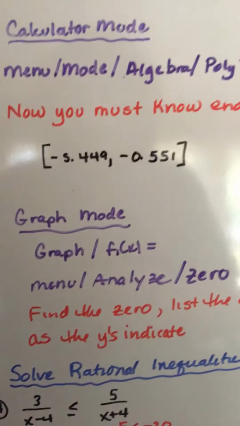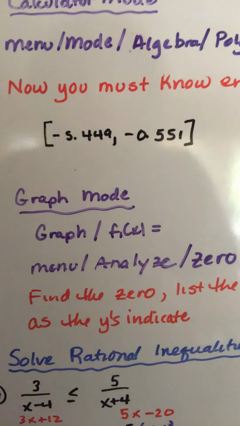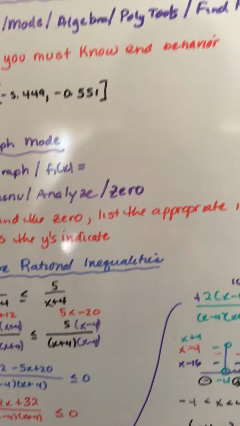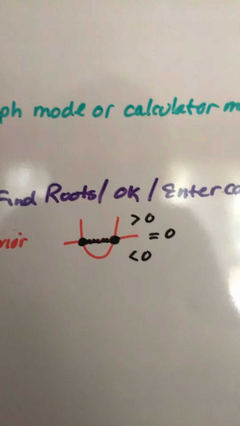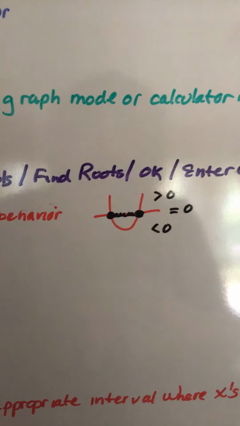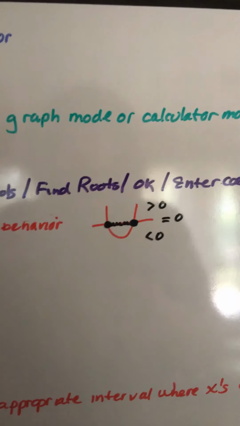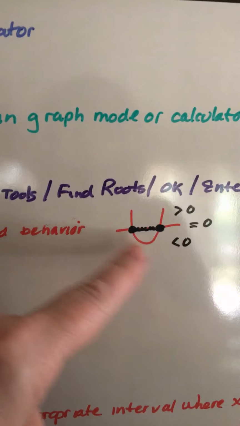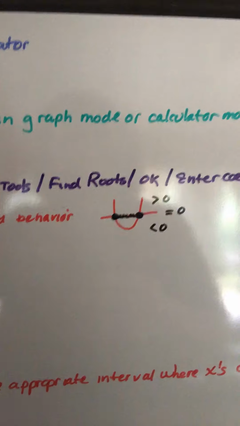I could have done this in graph mode. So I'd graph the function, and then menu, analyze, zeros. I find the zeros the same way, only now I see the picture. And so my zeros are there. It's not telling me the solution. There are more ways, but I would have found the zeros. These are just 2 ways.